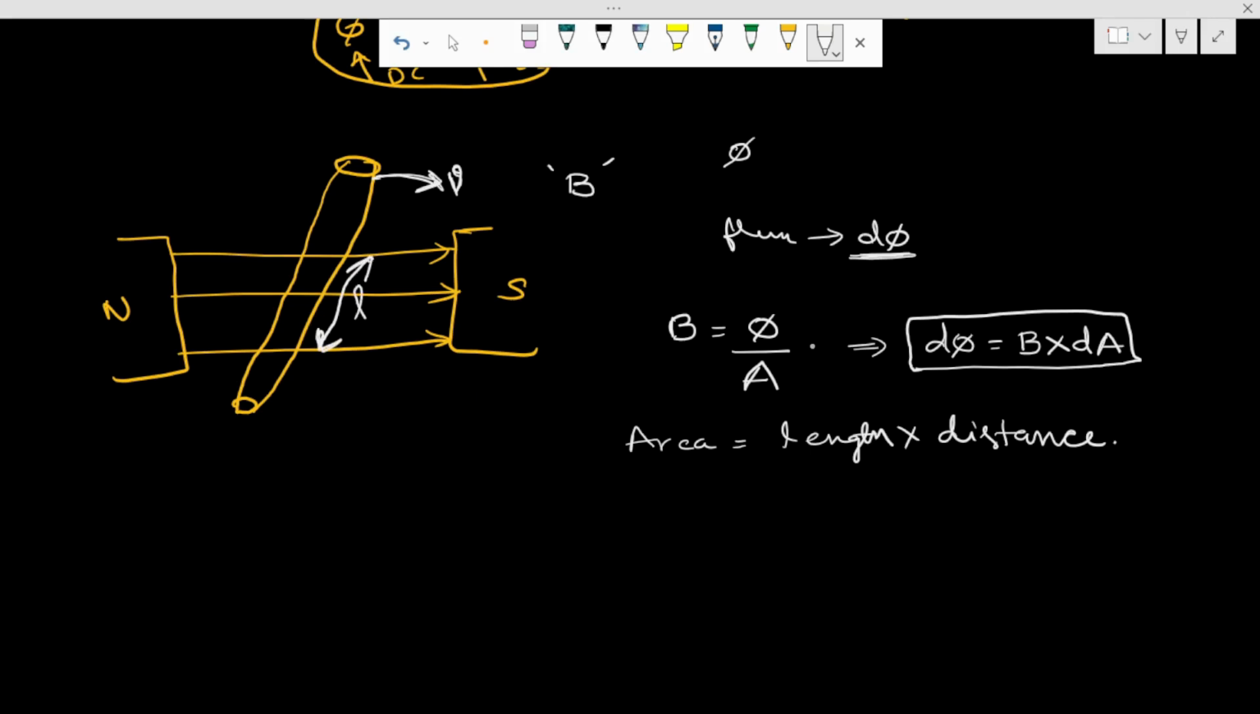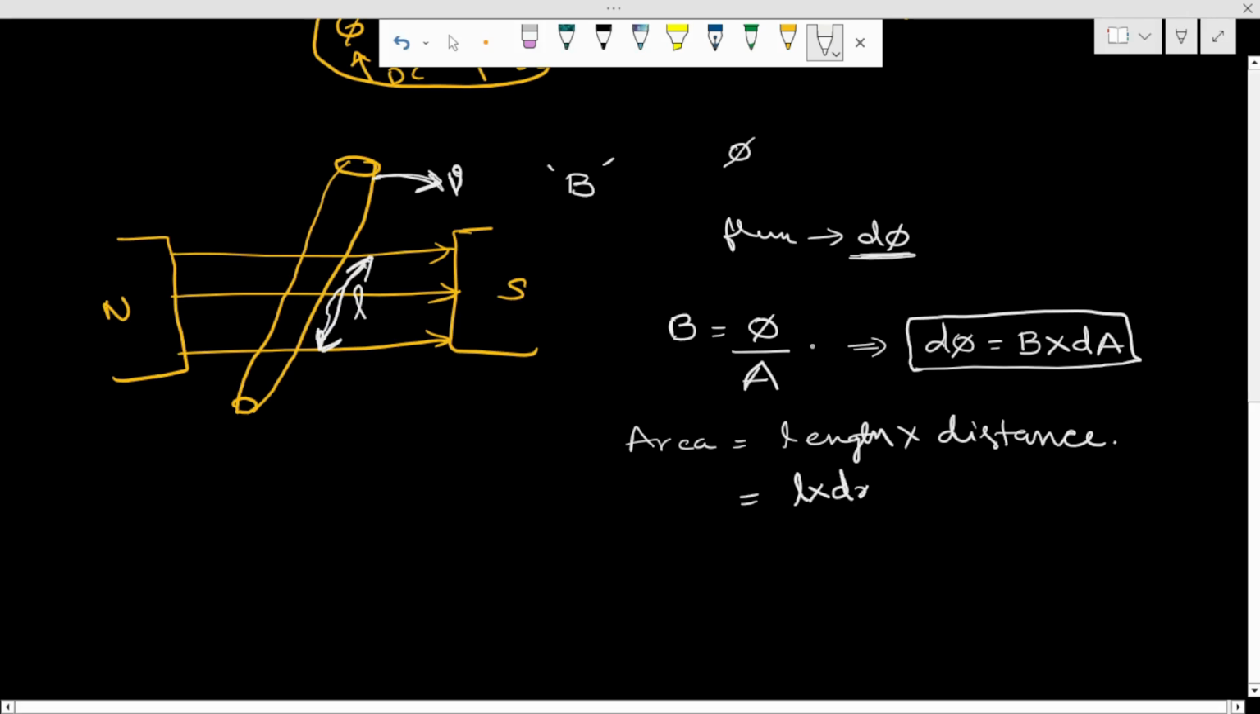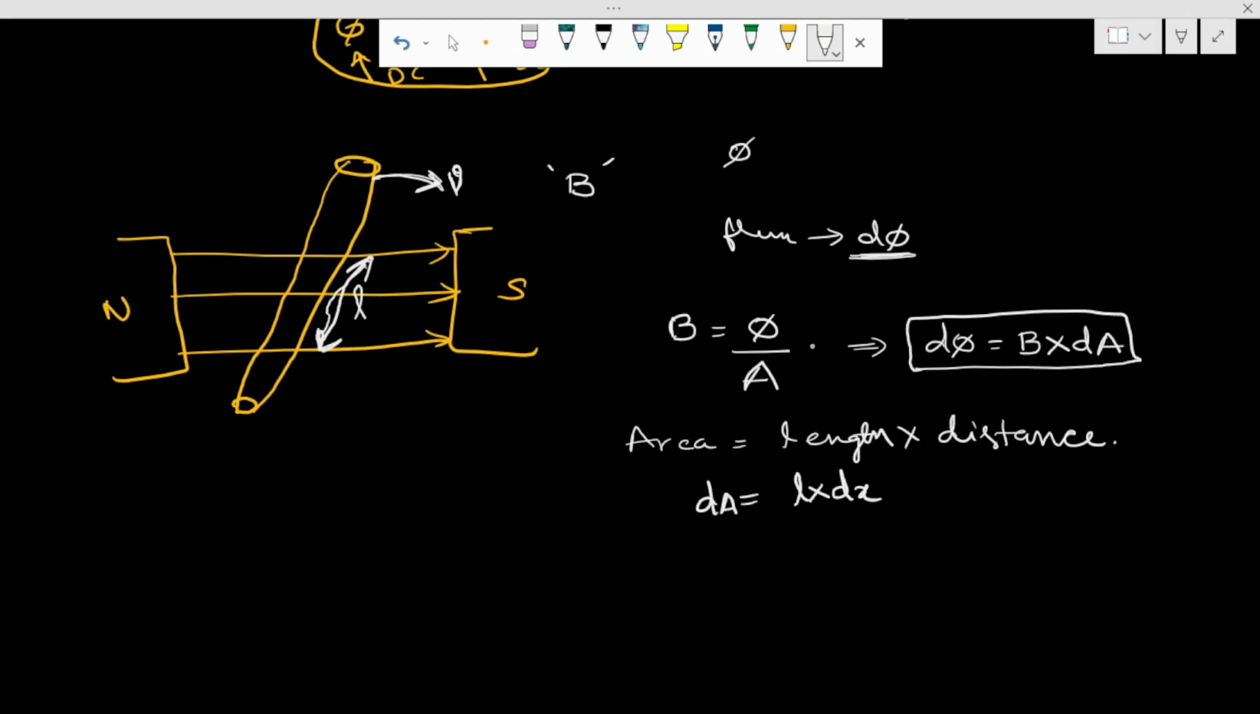This part we cannot get the EMF, as it is outside the flux. This is the effective length of the conductor. The length is L. Let us take the small part of the distance, dx. This is dA, the small area, from length and distance.